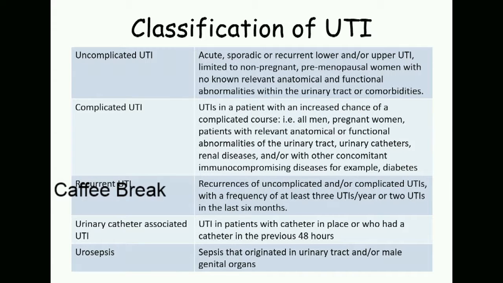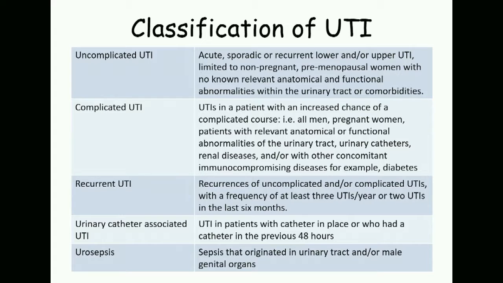Classification, we also spoke about it yesterday. Acute, uncomplicated UTI: non-pregnant premenopausal women with no relevant anatomic or functional abnormality. Complicated, by definition, in a patient with an increased chance of a complicated course. And then we have all kinds of patients, like men in principle, then pregnant women, then anatomical, functional abnormalities, metabolic diseases, everything that increases the risk for a complicated course.